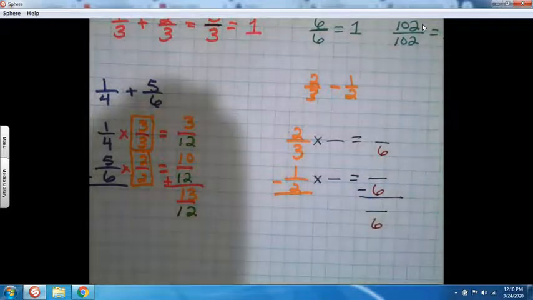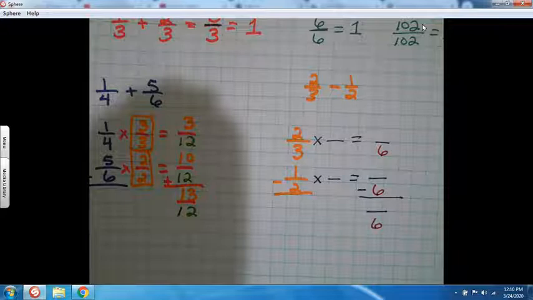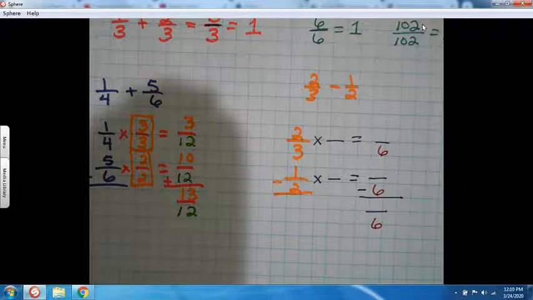Let me get a different color, something that will stand out a little better. Okay, come on, Chica, come on. I'll let my dog in, sorry. Okay, so here we go.